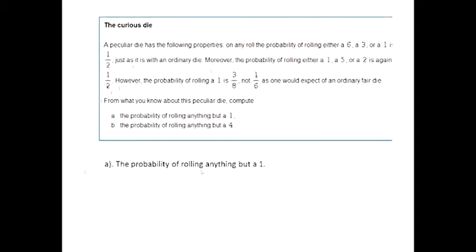So first, the probability of rolling anything but a 1. The probability of 1 is 3/8 right here. So the complement, which means anything but 1, would be 1 minus that. So 1 minus 3/8 is 5/8. So that's the answer to the first part of the question.